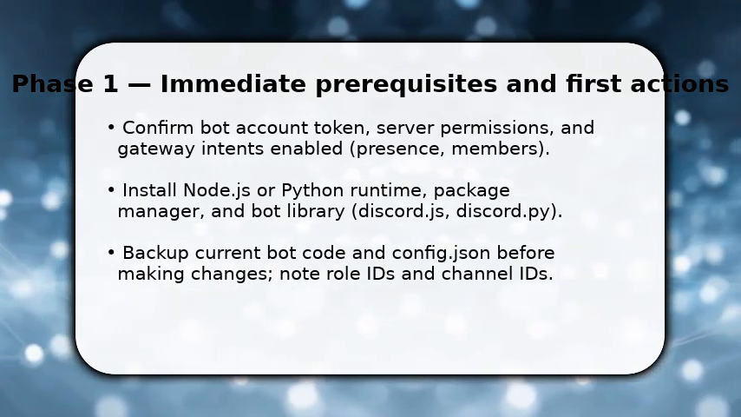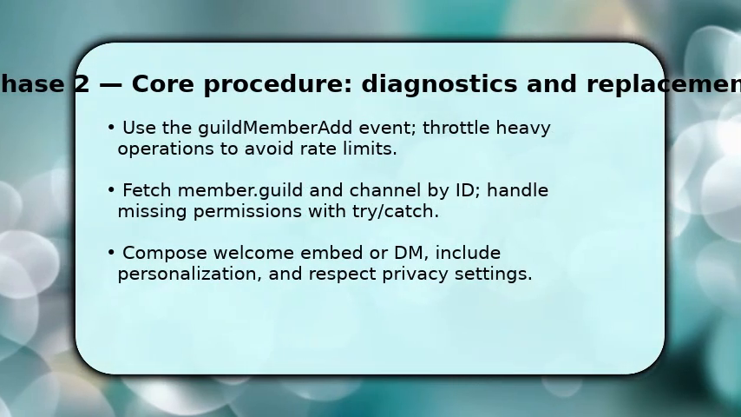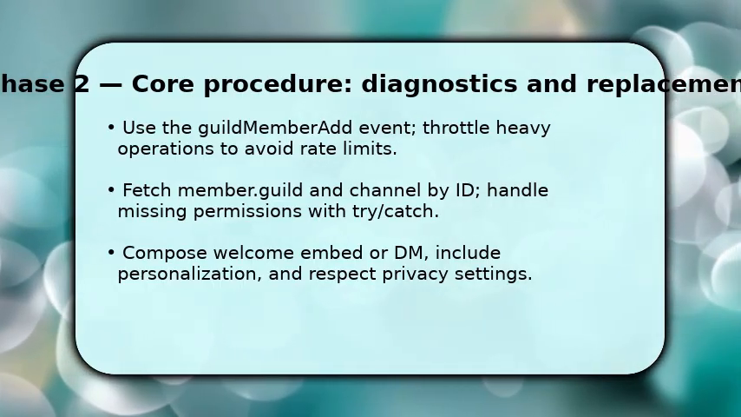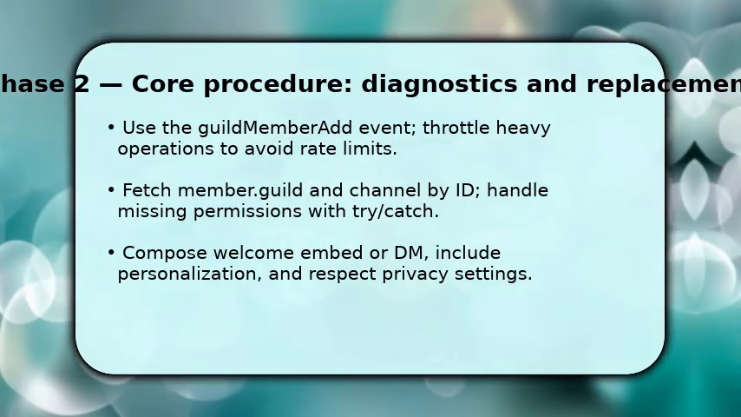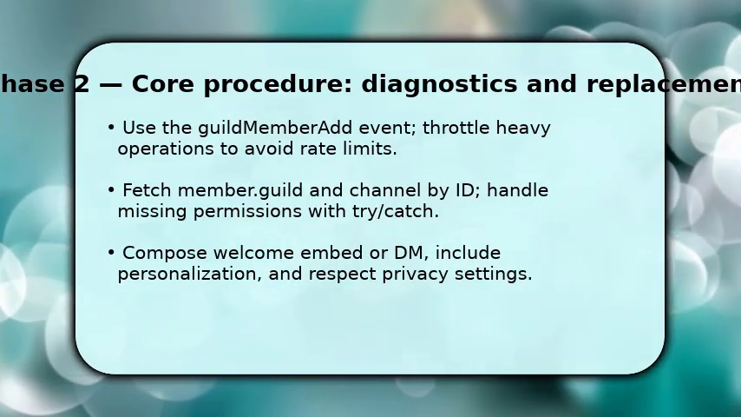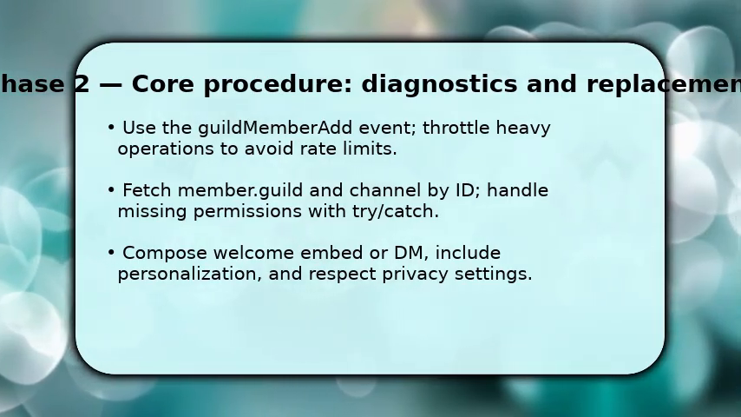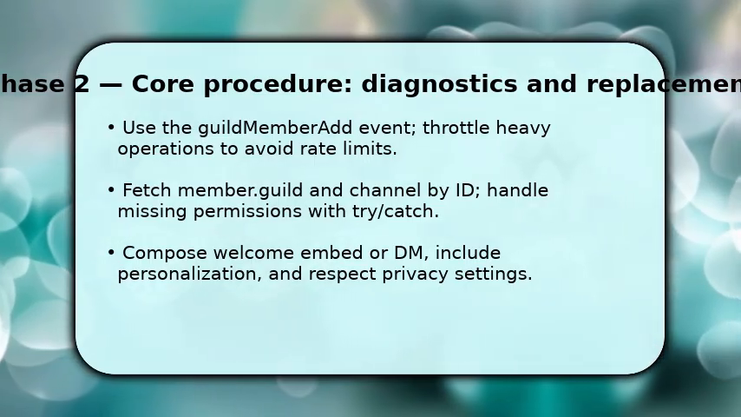Once prerequisites are set, implement the join handler using guild member add. This is where you create a welcome embed or DM. Make sure to fetch the channel by ID instead of names, because names change. Also, use try/catch around sends and role assignments to catch permission errors and to avoid crashing the bot. Add a short delay before mass role operations to respect Discord rate limits.